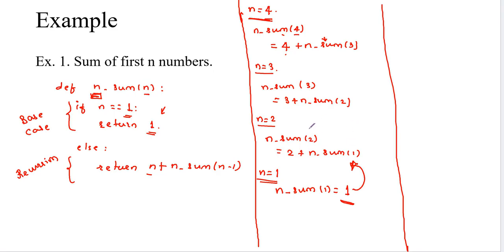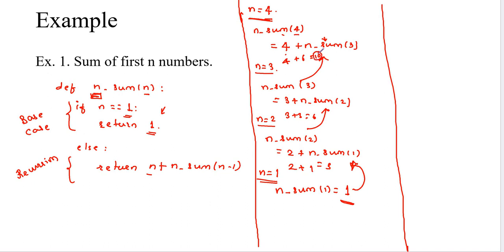Now n sum of 2 I got calculated here, that you back substitute here. So n sum of 3 will be, so here it is 2 plus 1 after back substitution, which is equal to 3. Now this is 3 plus 3, which is equal to 6, and now this value you should back substitute here, that is 4 plus 6, and I am getting final answer as 10.